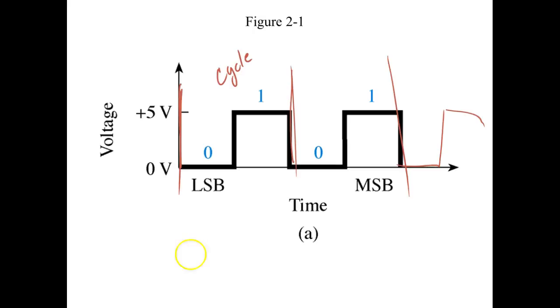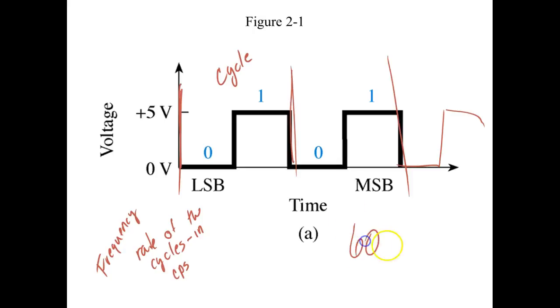Anybody know what we call the rate of the cycles? No, that's what it's measured in. It's called the frequency. So the frequency is the rate of the cycles in cycles per second. So Alabama Power generates 60 cycles per second.